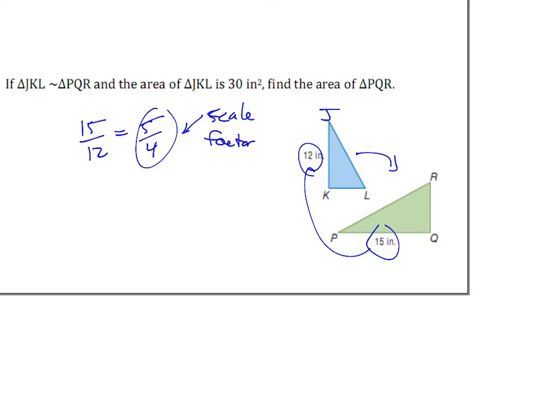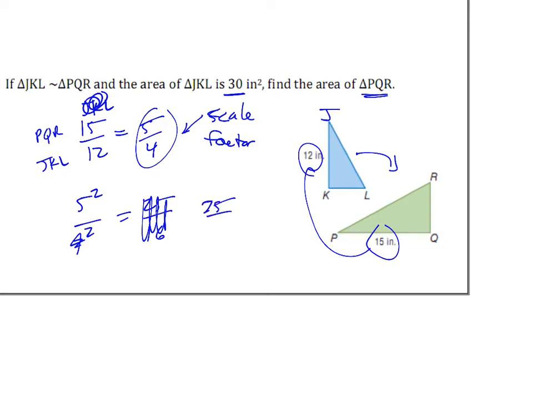Now they said that the area of JKL is 30. Find the area of PQR. But I need not the scale factor, but the scale factor squared. So the top one is JKL, back up. Sorry. The top one is PQR, the bottom one is JKL. So I've got 25 over 16 equals X over 30.